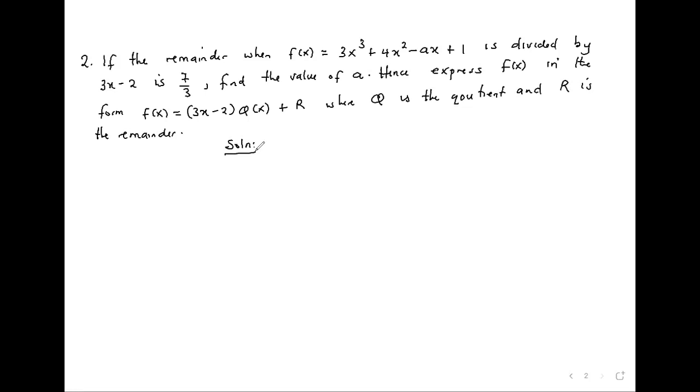Solution. If the remainder when f of x is divided by 3x minus 2, we equate this to 0 and get the value of x is 2/3. So if we substitute this value of x, we get the remainder 7/3. This means that f of 2/3 is equal to 7/3. So we can find the missing variable a.